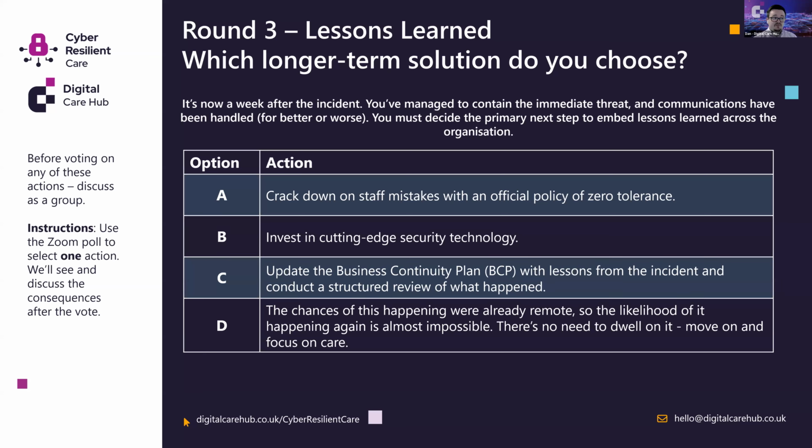Do we crack down on the staff mistakes with an official policy of zero tolerance? Do we invest in cutting-edge security technology, is option B? Option C is update the business continuity plan with the lessons from the incident and conduct a structured review of what happened. Or there's option D, which is the chance of this happening was pretty remote, actually. So the likelihood of it happening again is almost impossible. There's no need to dwell on it. Let's just focus on doing what we do best as an organisation, and that's delivering person-centred care. Which option would you pick?